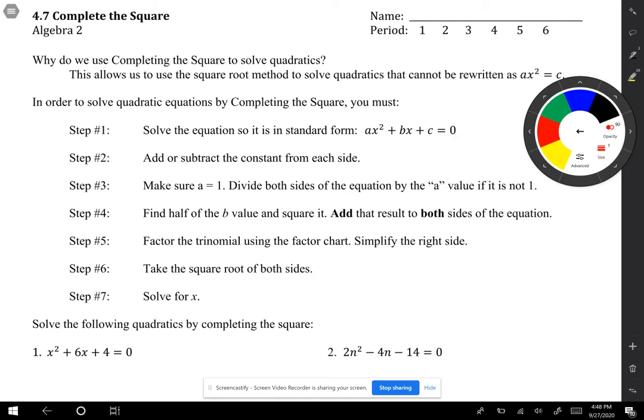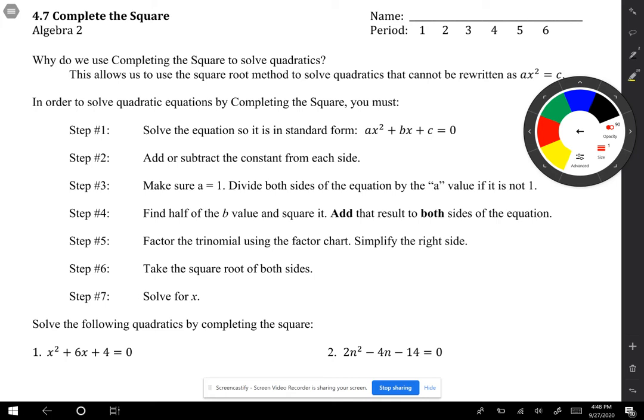There's a third method. Why do we use completing the square to solve quadratics? Well, this allows us to use the square root method to solve quadratics that cannot be written as ax squared equals c. And that's the only time you can use the square root method: if you have ax squared equals c or a times (x plus or minus something) squared equals c.